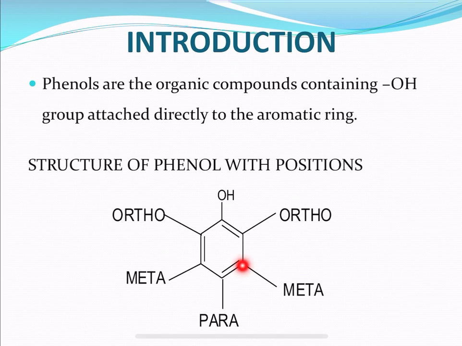Suppose the substitution, that is OH, the hydroxyl group, is present at the third carbon and fifth carbon, then it is meta. Suppose the substitution of OH is at the fourth position, then we call it para. This you already know. The second position is called ortho, third is meta, fourth is para, fifth is meta and sixth is ortho. In this way the structure of phenols with the positions can be understood.